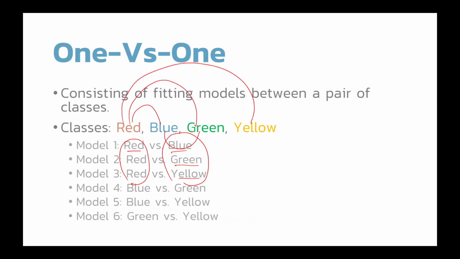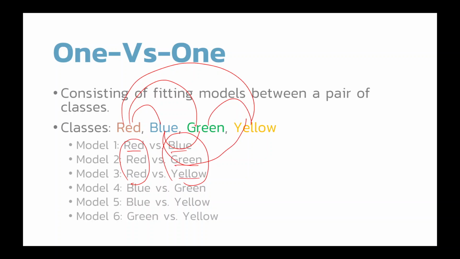And then you do blue, green, blue, yellow. And you do green, yellow. That's how we choose which match we want, right? And then we end up with 6 models. So essentially behind the scenes, if you're using 1 versus 1, you're training 6 models at the same time. So that's more computationally expensive, right? Instead of 4 if it's 1 versus rest, right?